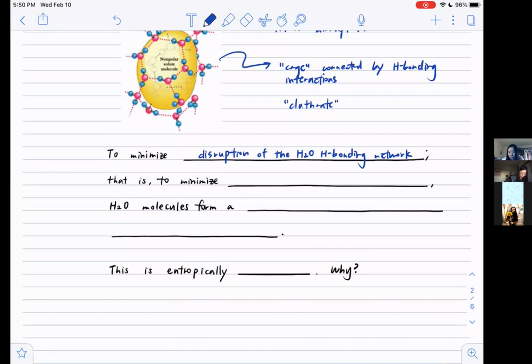And another way to state it is, that is, to minimize the loss of strong favorable hydrogen bonds. The loss of strong favorable H bonds. Water molecules form a structured cage around the nonpolar species, which in our case are nonpolar residues.